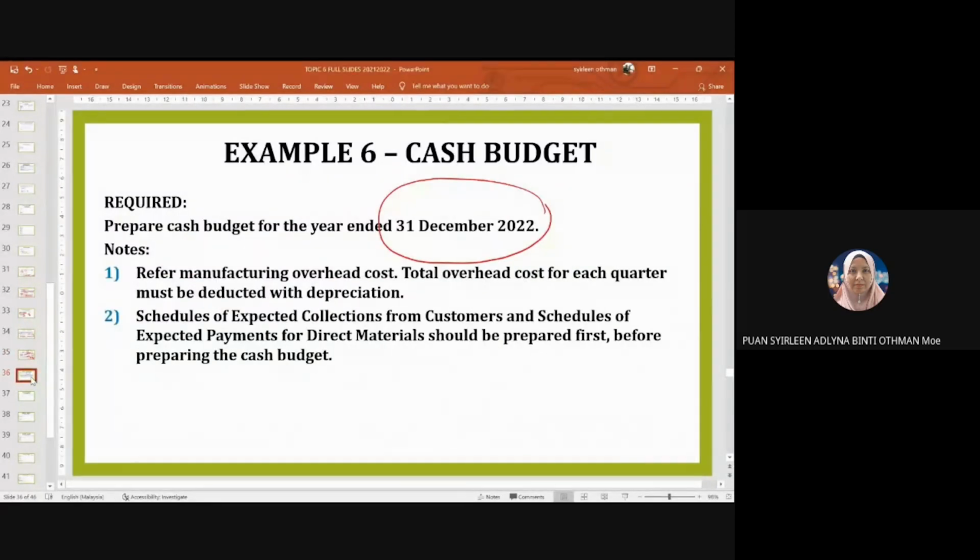So now we are supposed to prepare a cash budget for 31st December 2022. So you need to refer to the manufacturing overhead costs. The total overhead costs for each quarter must be deducted with depreciation. Tu dia bagi tahu kamu maklumat tambahan. Lepas tu, you need to prepare expected collection from customers and schedule for expected payments for direct materials. So before I am able to prepare my cash budget, saya kena prepare dulu schedule untuk expected collection and schedule for expected payments. Okay? Alright, yang ni tolong tengok betul-betul.